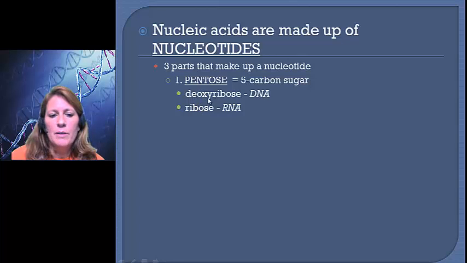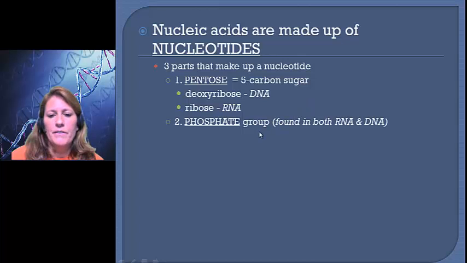So deoxyribose is for DNA. Remember, deoxyribonucleic acid, and ribose is found in RNA. The second part that makes up a nucleotide is a phosphate group. Now this one's found in both. There's no variation. It's not broken down. It's just a phosphate group.